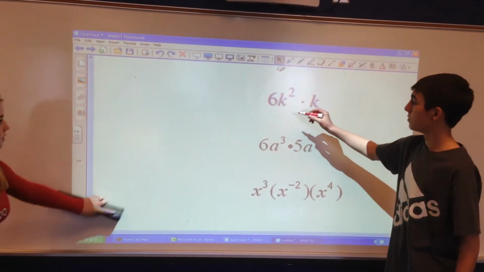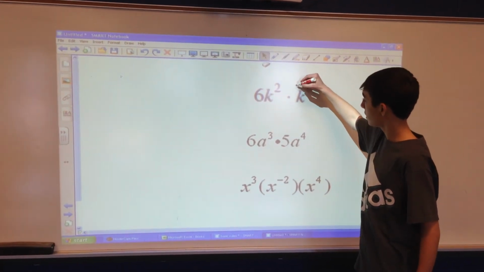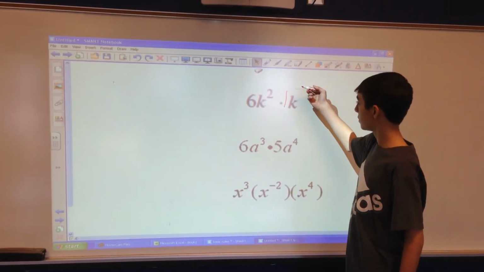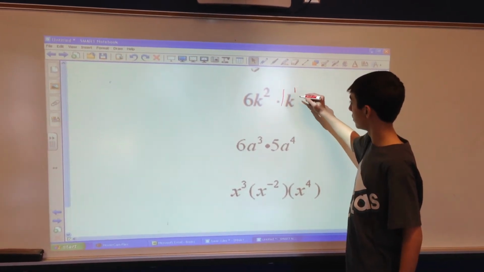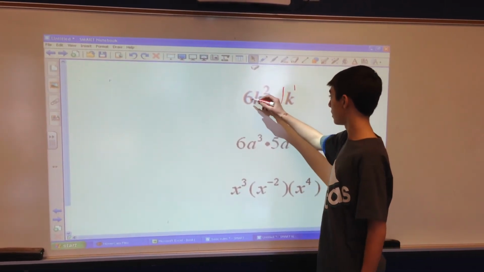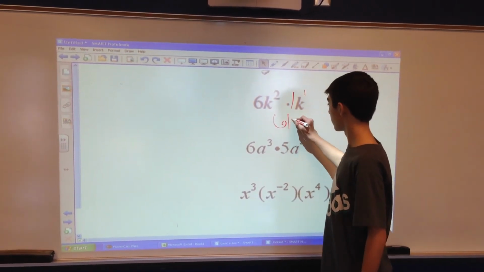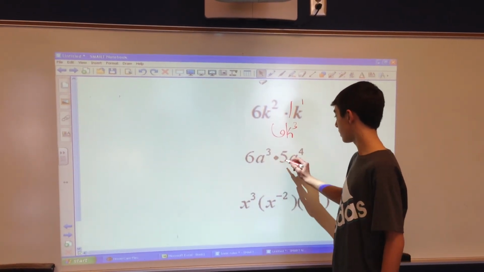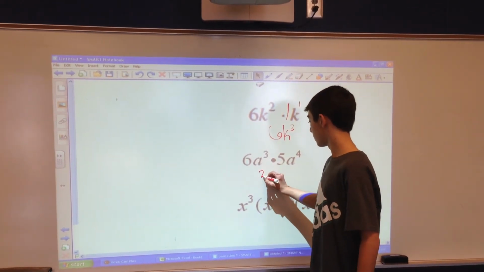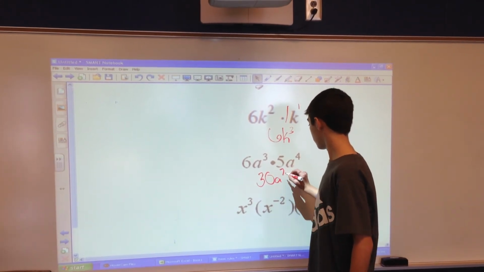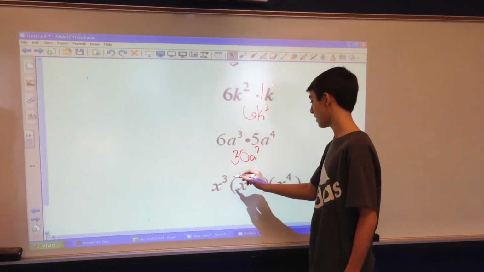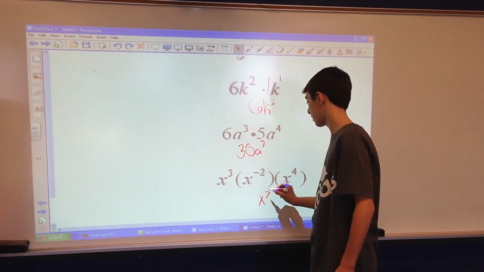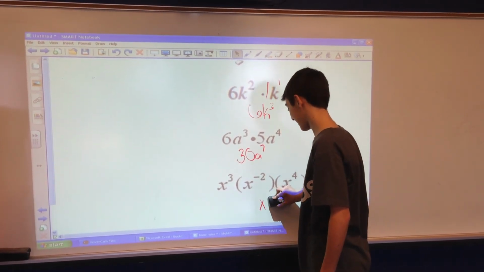Okay, so you can add the 1 in front of the k, since there is not a big number coefficient there already. You add an exponent in, so 6 times 1 is still 6, k to the third power. And then here, you multiply the numbers together, so it'll be 30a to the 7th power. Down here, you still add all of the exponents together, so it'll be x to the 7th power, or 5th power.